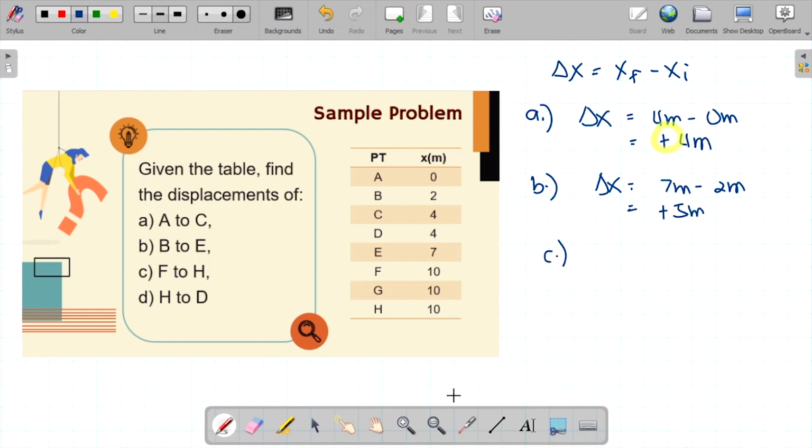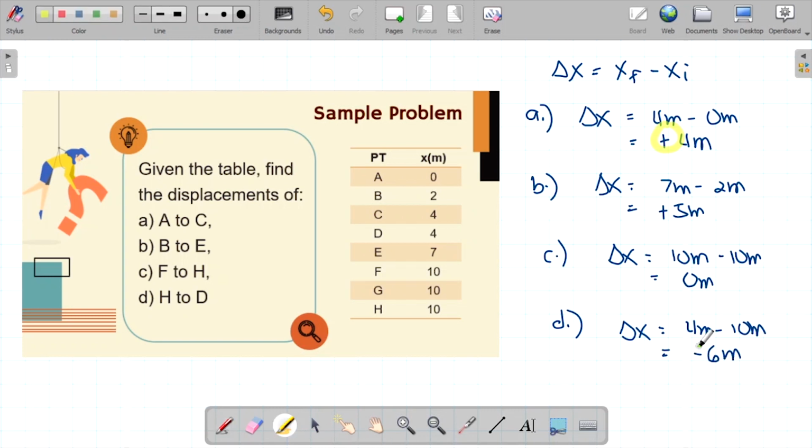For letter C, delta x equals 10 meters minus 10 meters or equal to 0. There is no displacement or change in position for letter C. Lastly, letter D, delta x equals 4 meters minus 10 meters or equal to negative 6 meters. The negative sign indicates that the direction of the displacement is to the left.